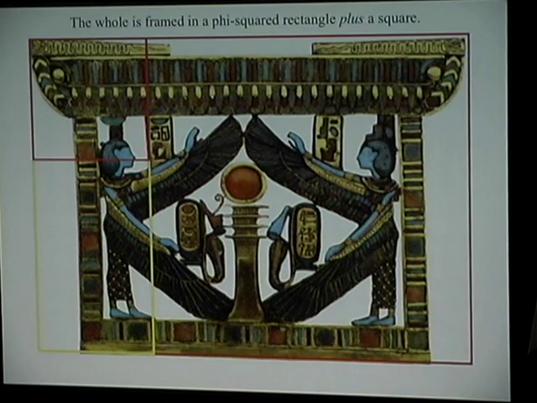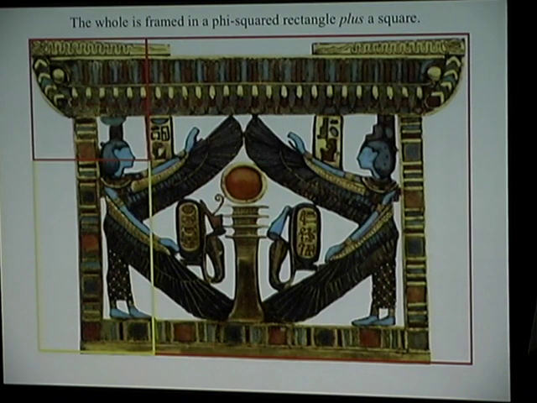Well, it turns out that the whole image can be understood as a square plus this so-called phi squared rectangle. In other words, phi, the golden ratio, this 1.618 value, has a very interesting property. If you square it, in other words, you multiply 1.6180339 times itself, it's simply the same as adding 1 to it. Very, very interesting mathematical property.